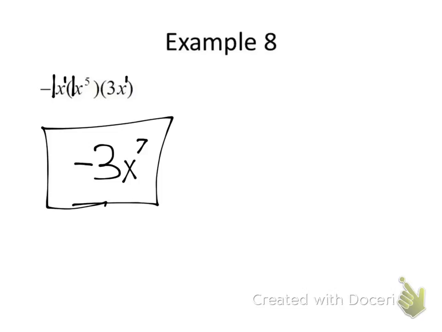So the coefficients, the regular old numbers in the front, you multiply those. The exponents you add because you have 1 of them here, 5 of them here, 1 of them here, all being multiplied together. That's what an exponent is. X times itself, 7 of them. Questions?